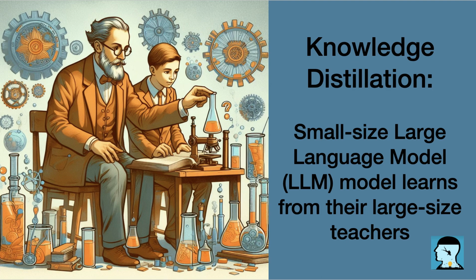Next, the student model is trained using a process called Distilled Supervised Fine-Tuning, DSFT. This involves two steps. First, the student model is trained on instruction datasets generated by the larger models. These instruction datasets consist of questions or instructions paired with answers provided by the larger model.